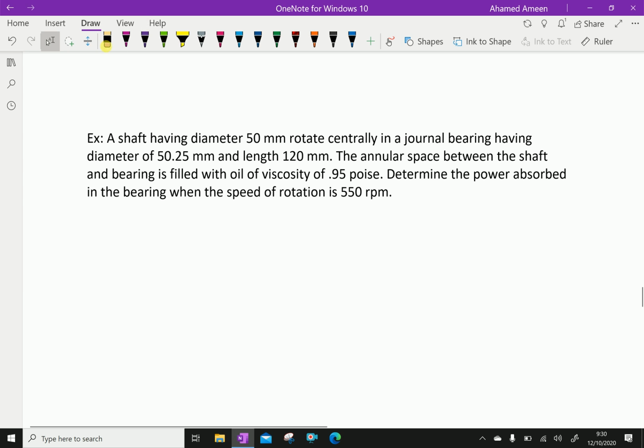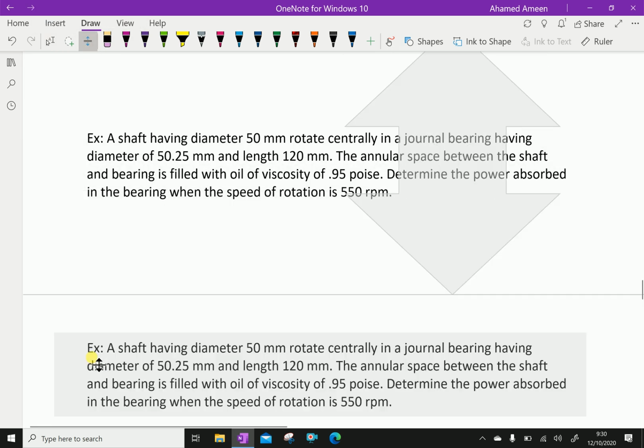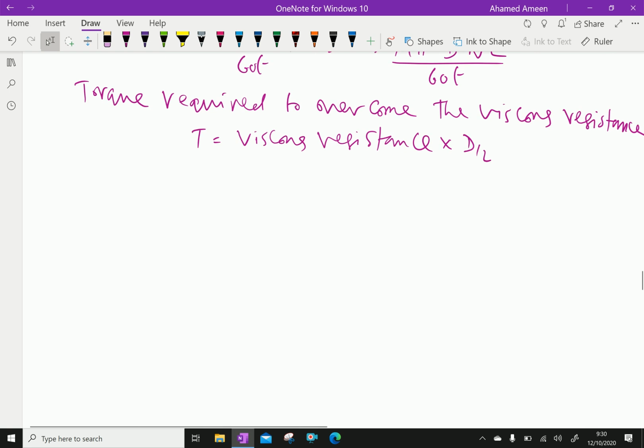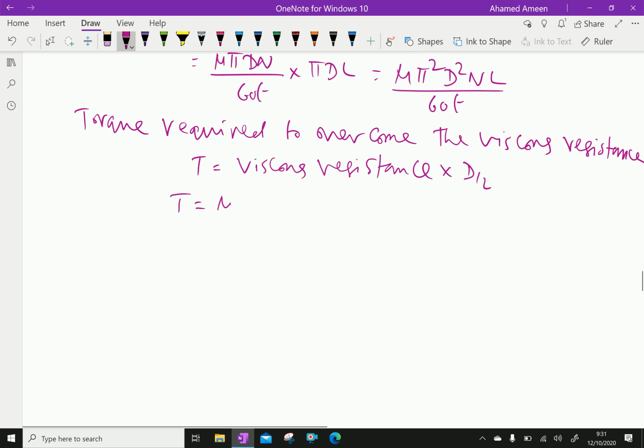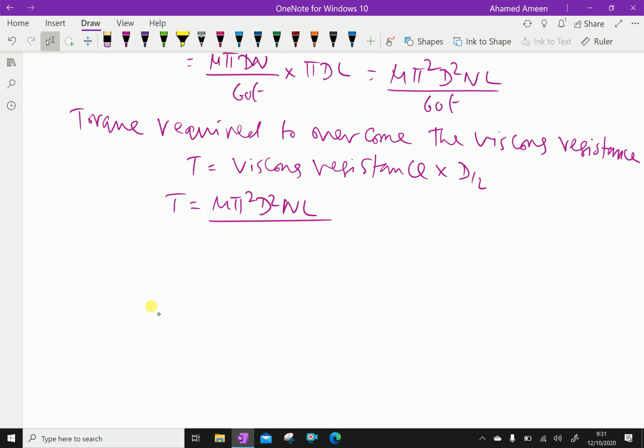Therefore T equals mu pi square d square N L over 60 t into d by 2. Further, it is mu pi square d cube N L over 120 t.